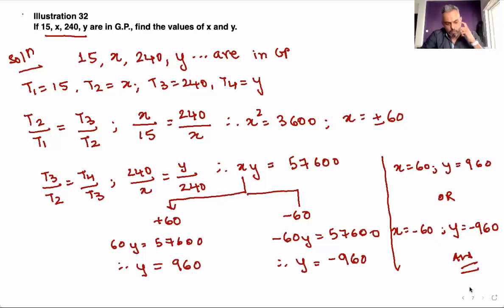So today as homework, you have to do illustration 27 to illustration 33.